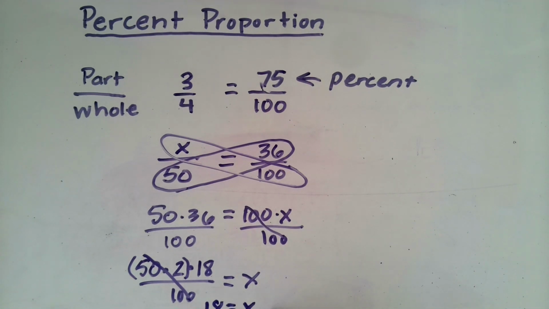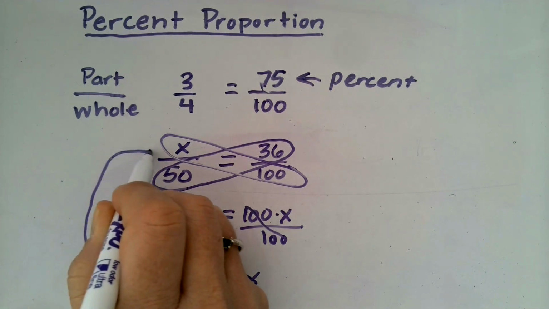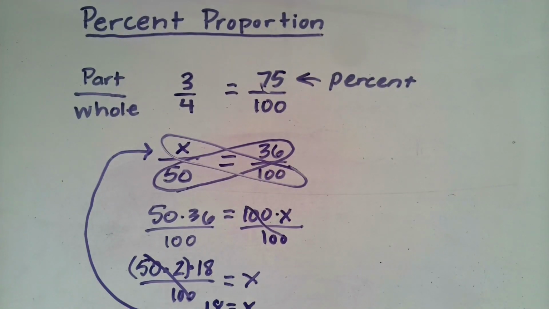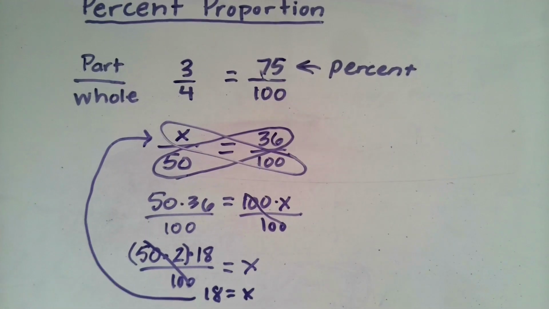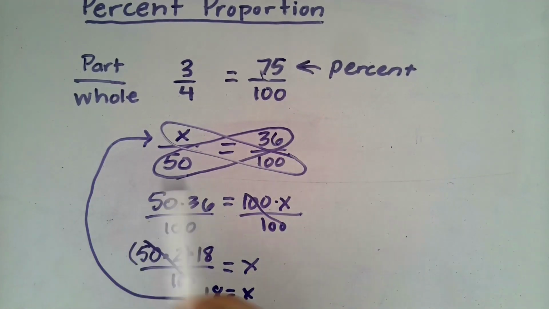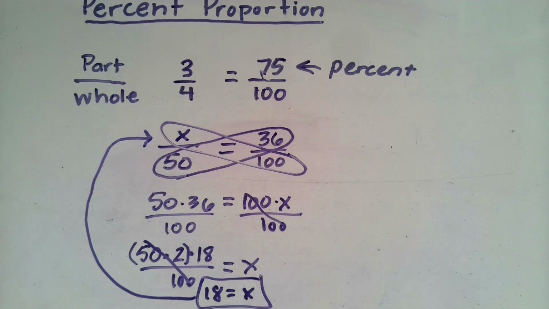And then you are going to double check that and say, all right, if I go back to my original equation, would that make sense? Is 18 less than half? Sure, it is. So that would make sense. So your number is 18.